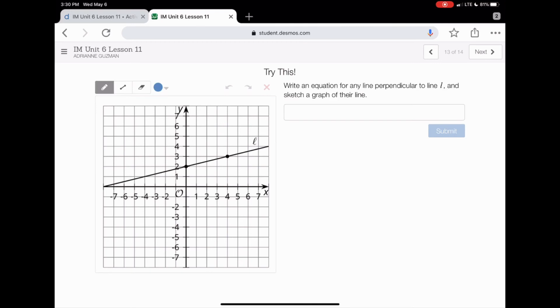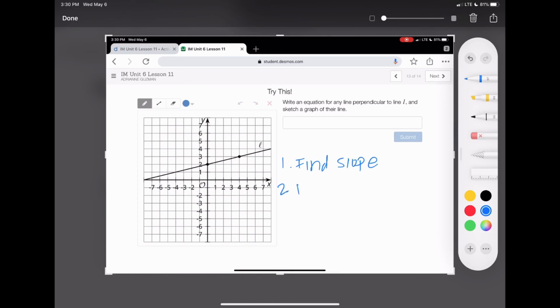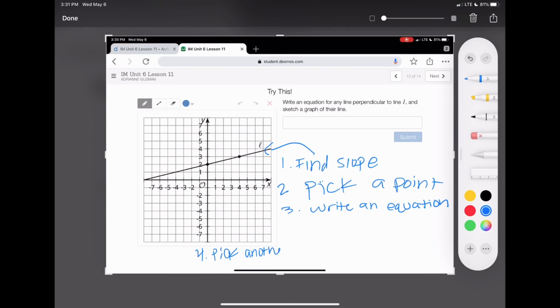Once you go back to this video, the next slide is this slide here. Your goal here is to write an equation for any line perpendicular to this line L and sketch the graph. So what you need in order to be successful for this activity is the equation for this line, first of all. So find the slope. Some steps here: find the slope, pick a point, and write an equation. That's for this line. Once you have that, pick another point. Any point.